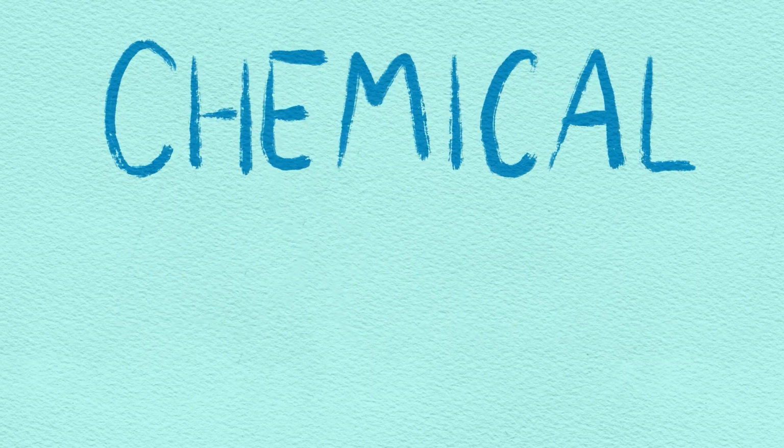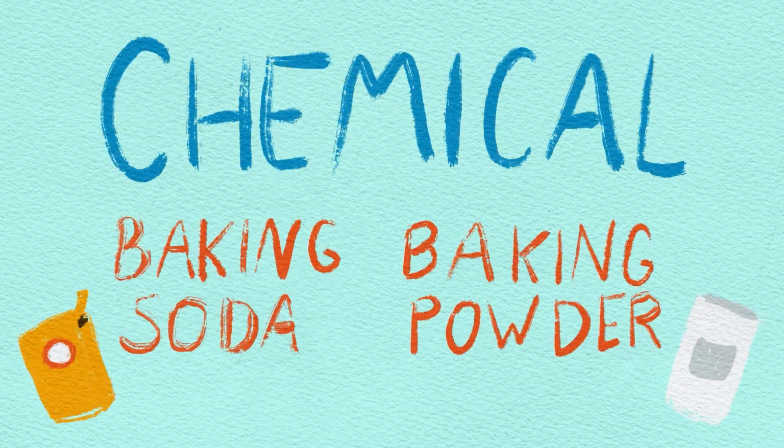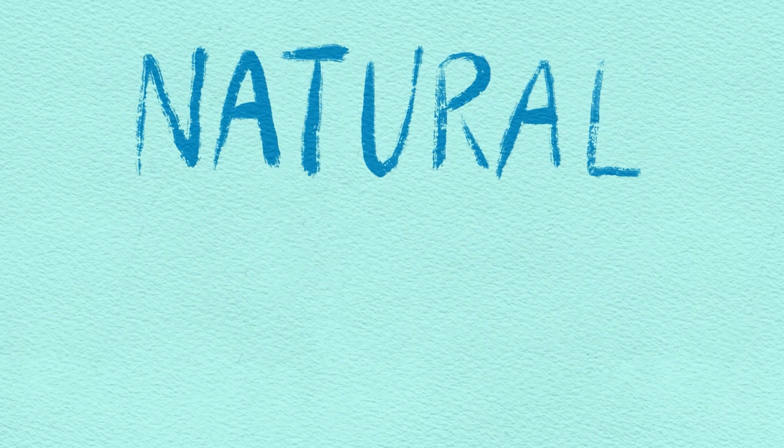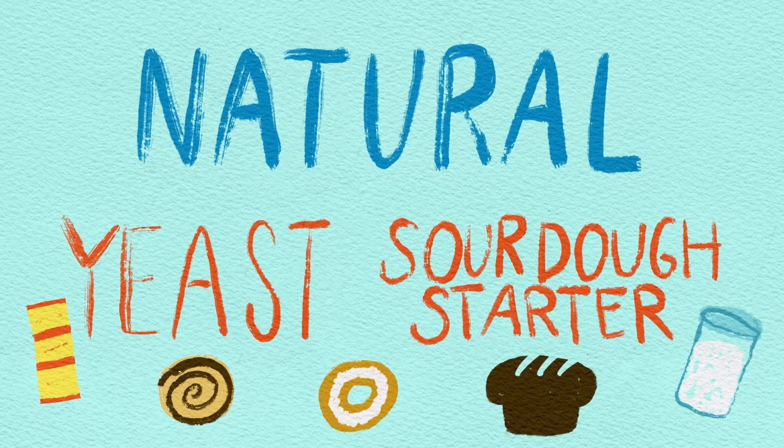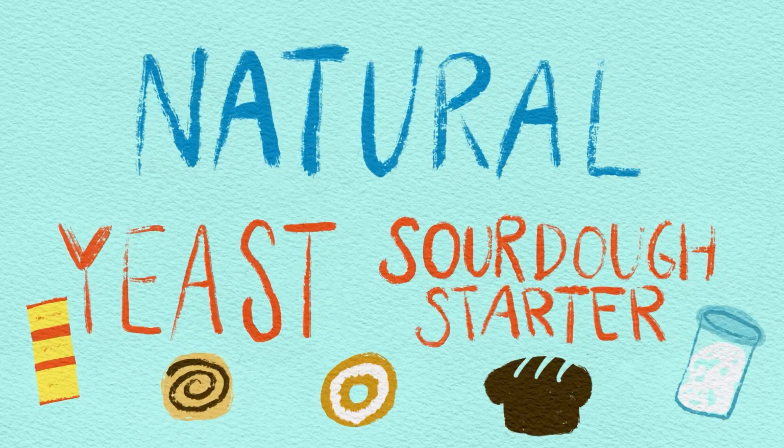Examples of chemical leaveners are baking soda and baking powder. These are used for things like cookies, cakes, and quick breads. But natural leaveners include yeast and sourdough starter. They're used for things like cinnamon rolls, bagels, and bread. Let's look at exactly what they are, starting with yeast.